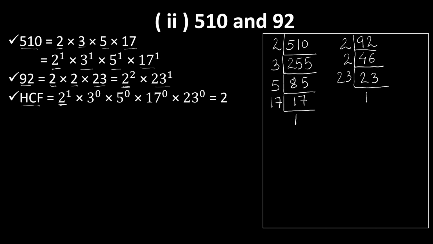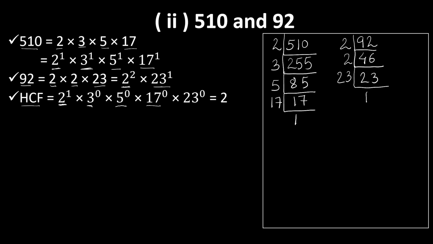Similarly, 3 is occurring as a prime factor in 510 but not in 92. So, therefore, the least exponent for 3 would be 0. We will be writing 3 raised to 0. Same happens for 5. 5 is occurring in 510 but not in 92. So, therefore, we will be writing 5 raised to 0. And same applies for 17 also. 17 is occurring as a prime factor in the prime factorization of 510 but not in 92. So, therefore, the least exponent possible for 17 would be 0 and hence we will be writing 17 raised to 0.